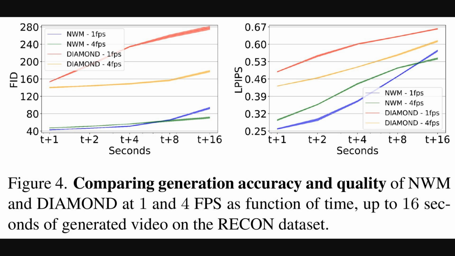Alright, so we've seen how the Navigation World Model visualizes paths. Figure 4 now quantifies this prediction quality, comparing it directly against another method called Diamond, using the Recon dataset. The graphs track two key scores over time. First, Fréchet inception distance, which assesses the realism of the generated video frames. A lower score here means more realistic. Second is learned perceptual image patch similarity. This measures visual similarity between the prediction and the actual view, and again, lower indicates a closer match.